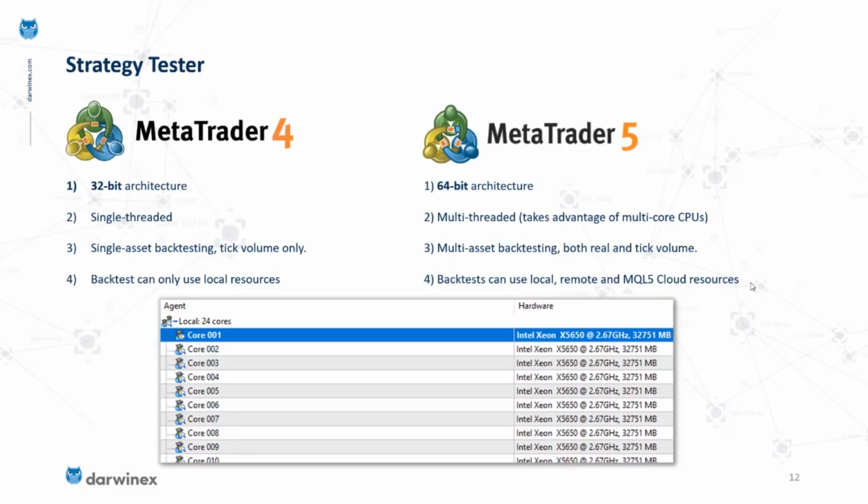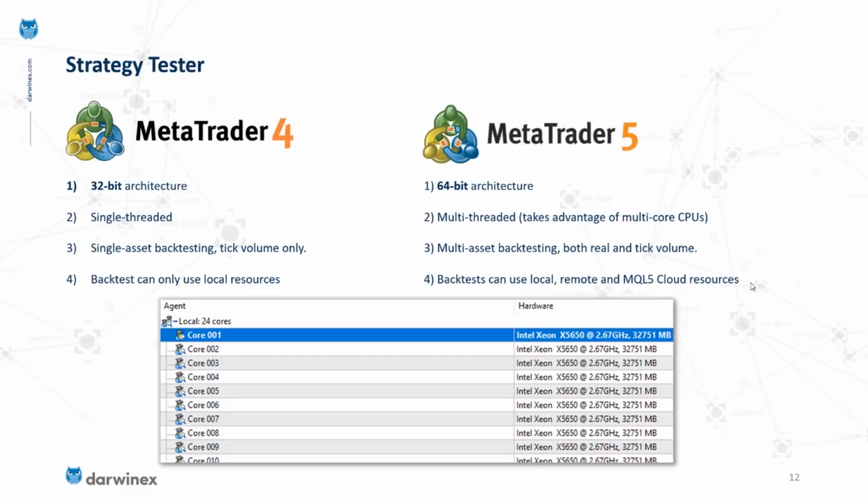In MetaTrader 4, any backtest can use only local resources. And in the case of a single threaded application like MetaTrader 4 being 32-bit, that is a constraint in itself. Backtesting using only local resources, of which you can't really exercise the full potential of a multi-core CPU, is a drawback that was addressed in MetaTrader 5.